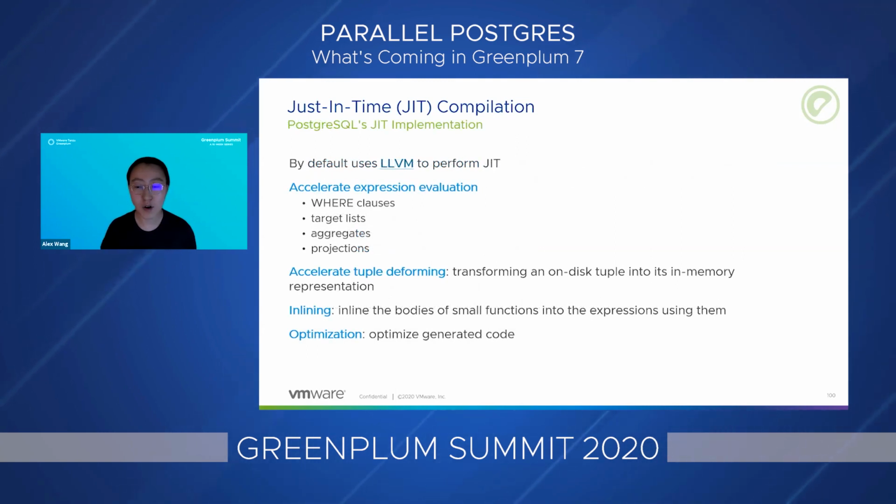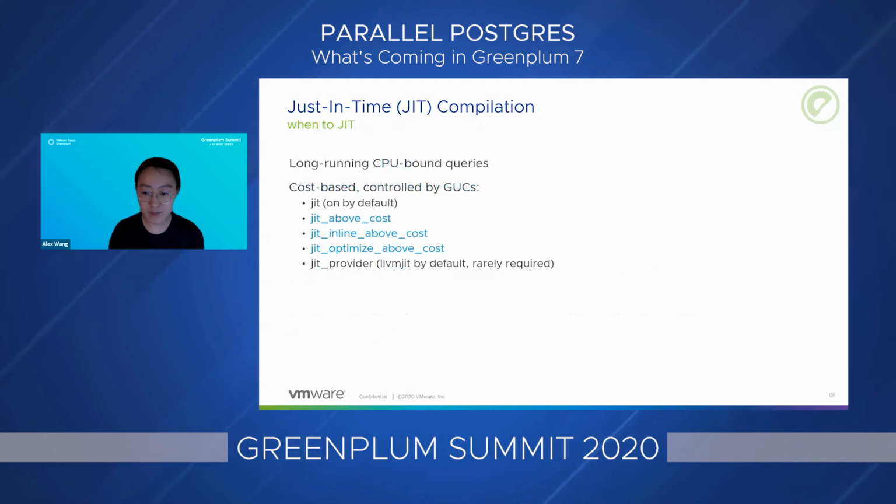By default, Postgres uses LLVM to perform JIT. And currently, the JIT operations include expression evaluation and tuple deforming. The expressions could be in a where clause, a target list, aggregates, or projections, etc. Tuple deforming also happens almost all the time when we need to get the attribute values out of the physical tuples. And there are also inlining and extra optimizations that can be performed on the generated code. Now, let's look at when we use JIT in the next slide.